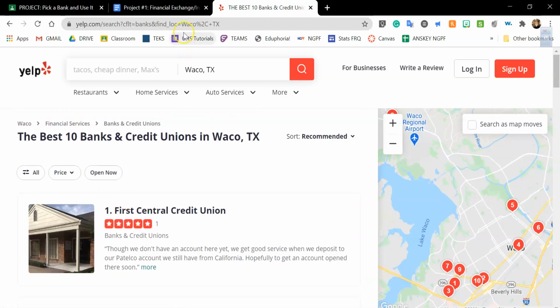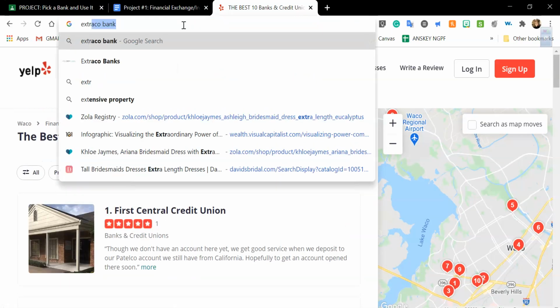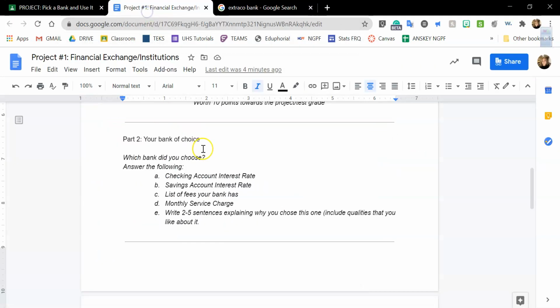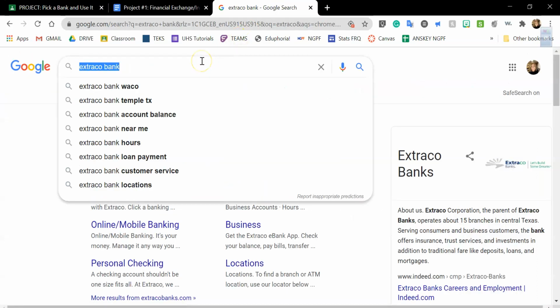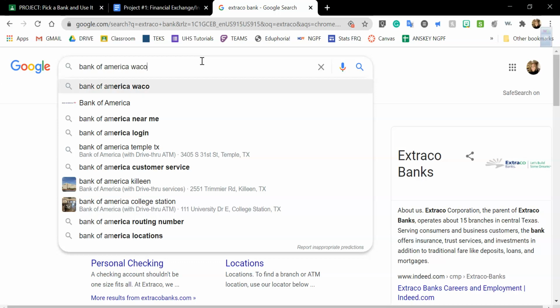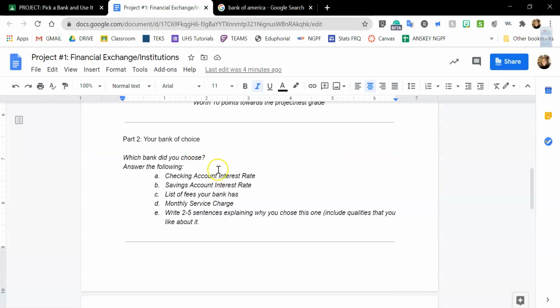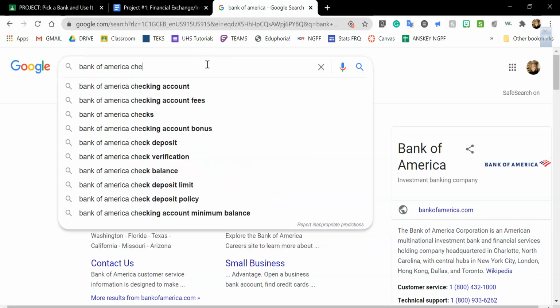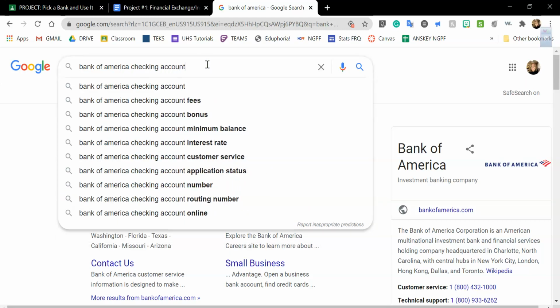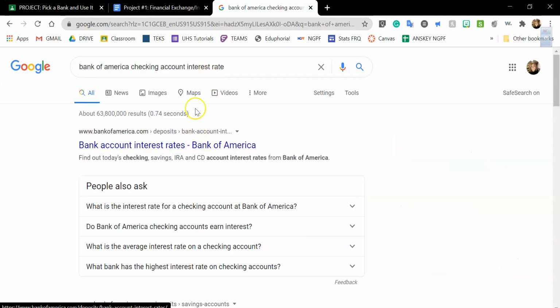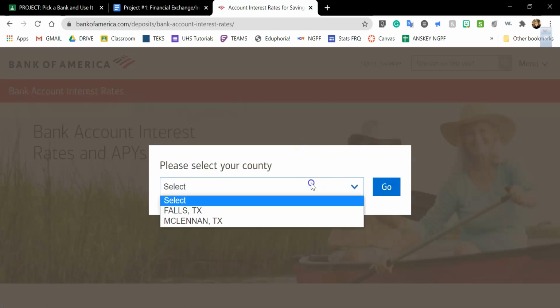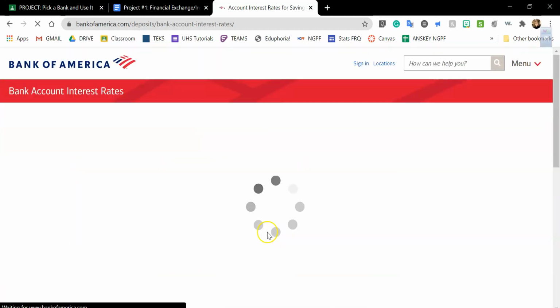Or if you know that your parents or someone banks at a certain bank, like Extraco Bank is an option here in Waco. But you pick which one that you want. So let's say that you do Bank of America. Okay, so we have Bank of America, and you're going to type in that you chose Bank of America here. Then you're going to Google the checking account interest rates, and you are going to research these different things. Now for Bank of America, you need to put a zip code here and then select your county. Different websites have it different ways.